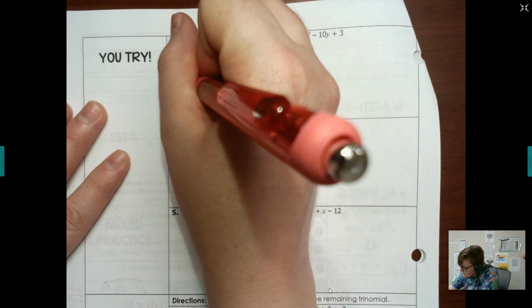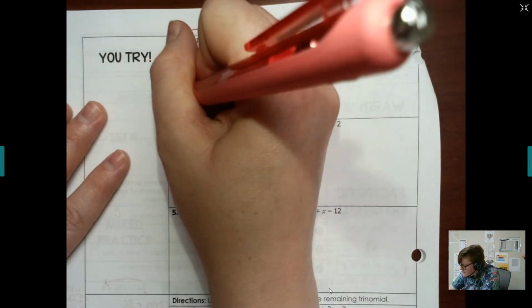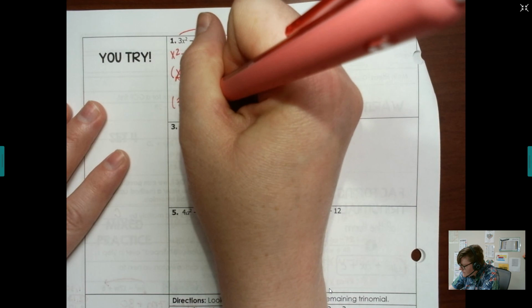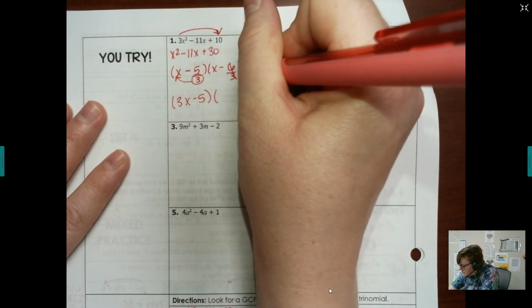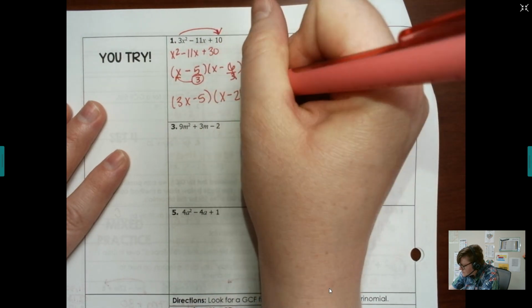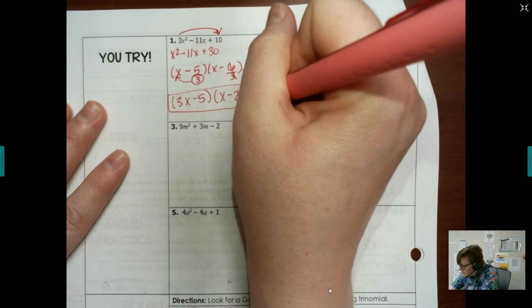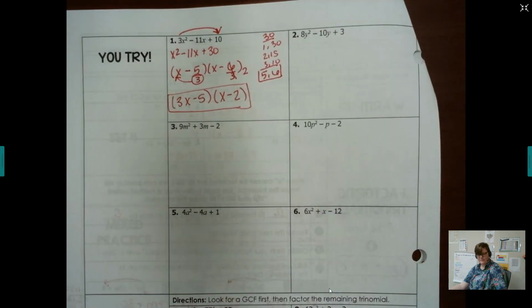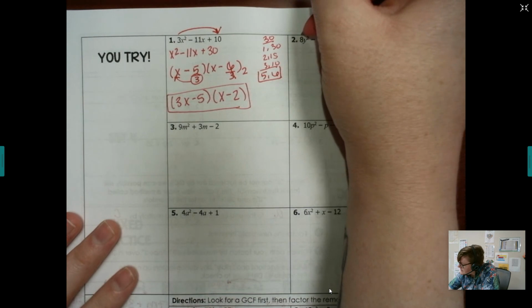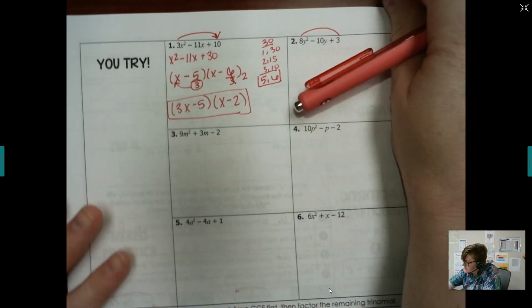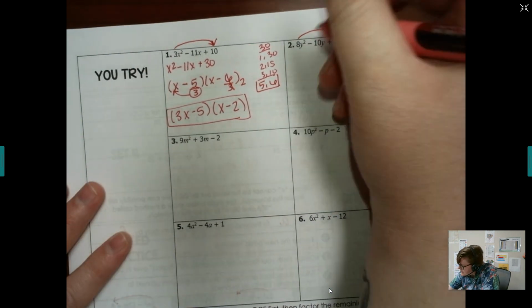So 5 over 3 does not reduce. We've got 3x minus 5 here. 6 over 3 is 2. x minus 2. Okay. And these ones you'll be doing in class. That's why it says you try. All right. So keep it going.